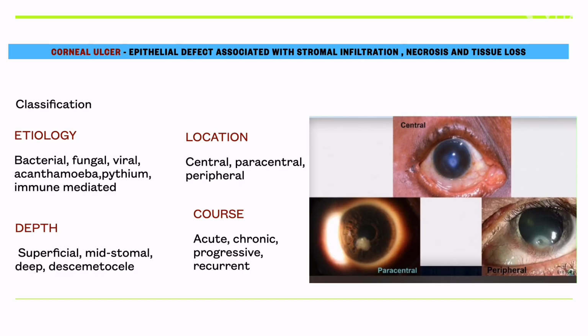A central ulcer is particularly important because even a relatively small scar can significantly reduce the vision. And peripheral ulcers may have less direct effect on the visual axis but can be associated with immune-mediated disease or adjacent scleral inflammation. Third, we can classify ulcers according to depth. They may be superficial, mid-stromal, or deep. The deepest form may progress to descemetocele, requiring urgent management. Finally, according to the course, an ulcer may be acute, chronic, progressive, or recurrent.